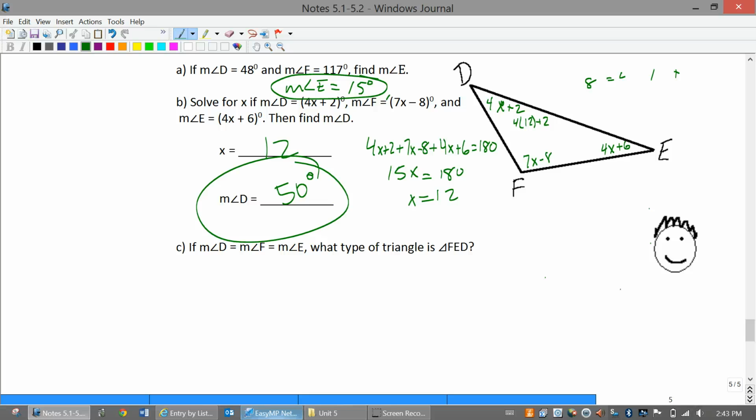And the last question, if all the measures of the angles are the same, what type of triangle is it? Equilateral, right? Yeah.